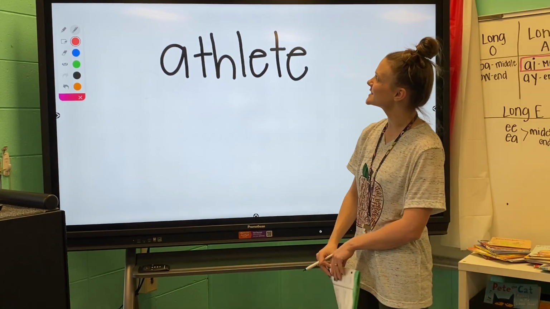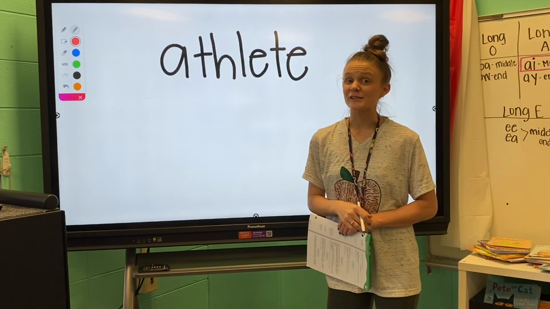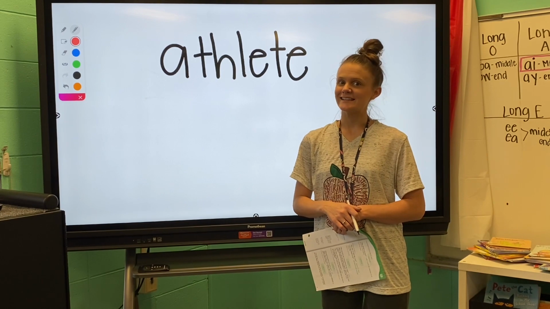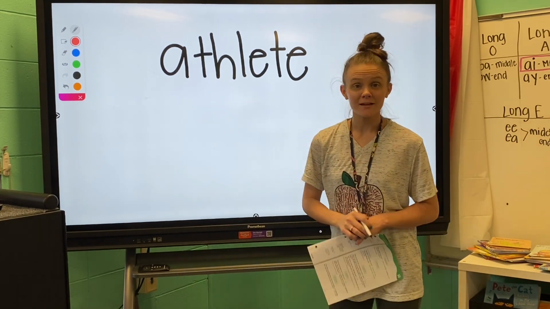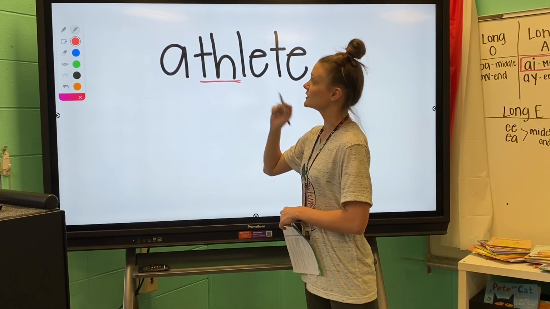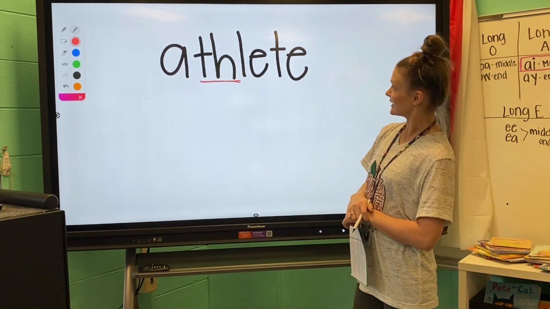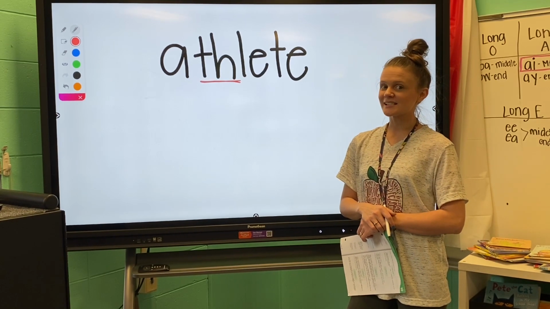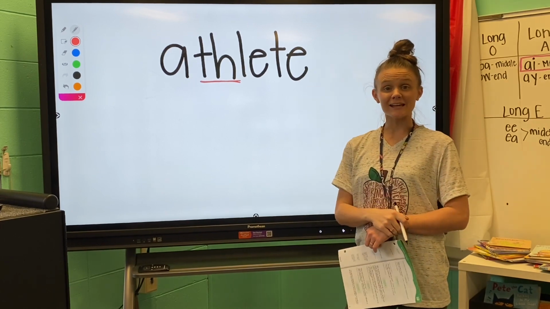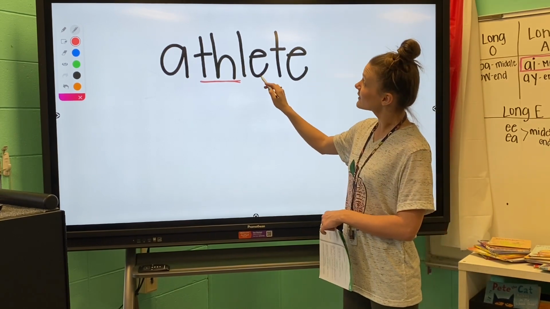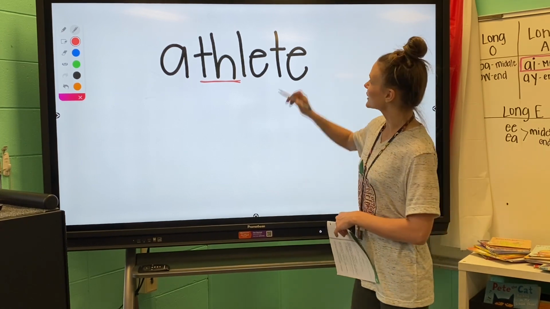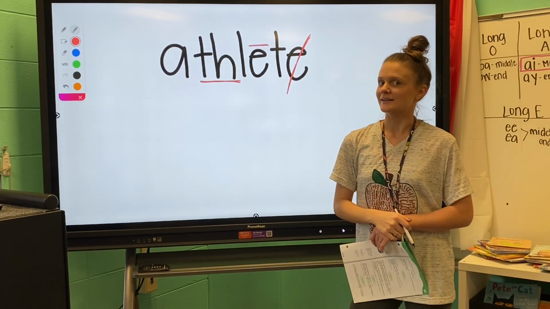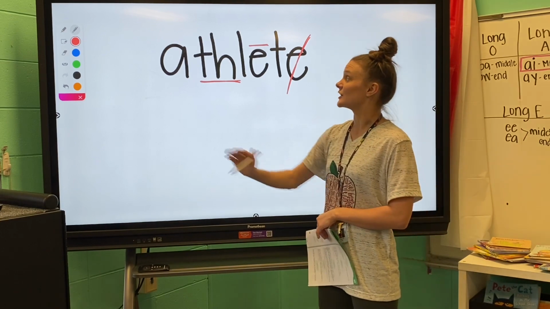All right, friends, let's look at this word we have up here. First thing we need to do is look for those obvious codings. Do you see any obvious things we need to code? Yes, we have a digraph right here, the TH digraph. So I'm going to underline that like I do all of my digraphs, and then I'm going to keep looking. Do you see any other obvious codings? Yes, this word has a sneaky E on the end, and that E is making this A say its name. So we're going to cross out our silent E and put the long symbol over the A that it's talking to. So now we have done our obvious codings.